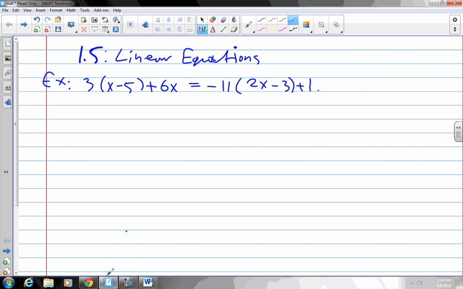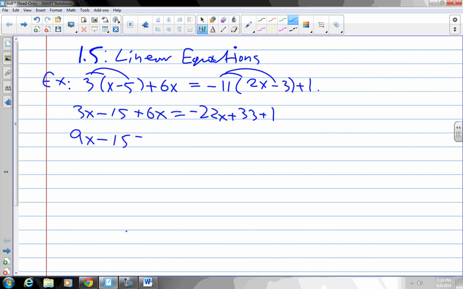Yeah, distributive properties, so run 3. So that's 3x minus 15 plus 6x equals, do the same thing, negative 22x plus 33 plus 1. Now what? Combine like terms. 9x minus 15 equals negative 22x plus 34. Now what?